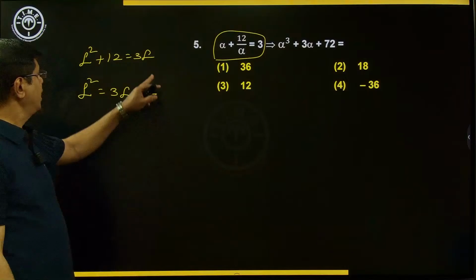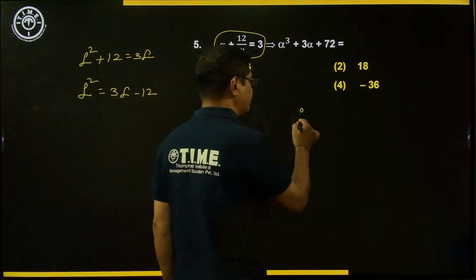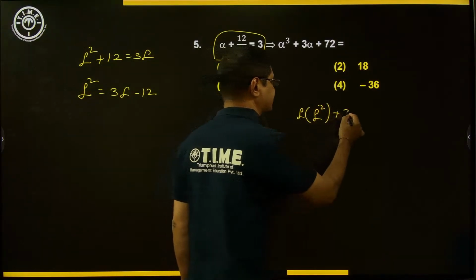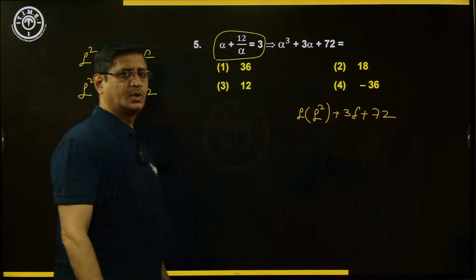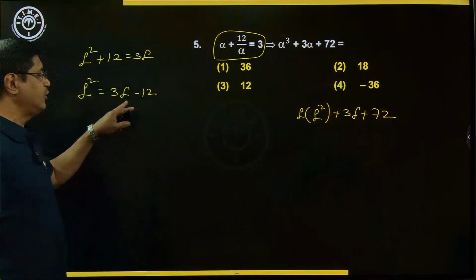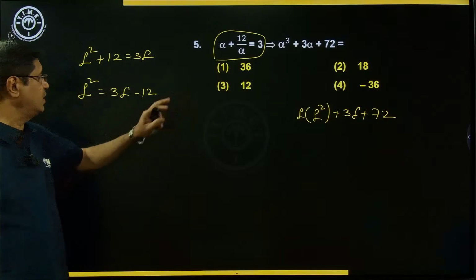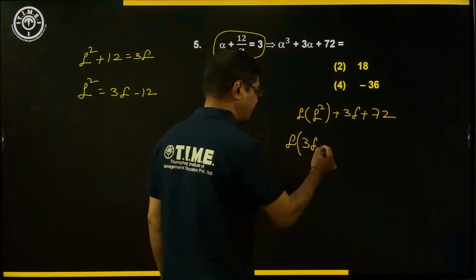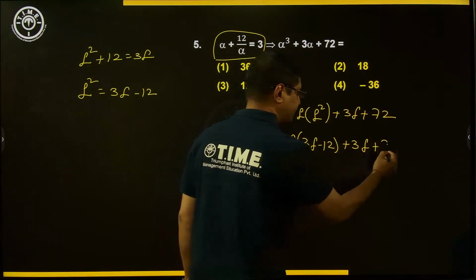Alpha square is equal to 3 alpha minus 12. Here alpha cube, I'm expressing it as alpha into alpha square plus 3 alpha plus 72. Alpha square value we have. What is the value of alpha square? 3 alpha minus 12. Substitute here. We are substituting here: 3 alpha minus 12 plus 3 alpha plus 72.